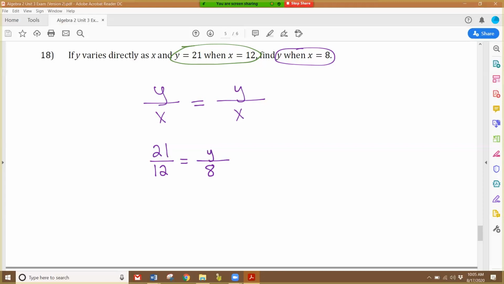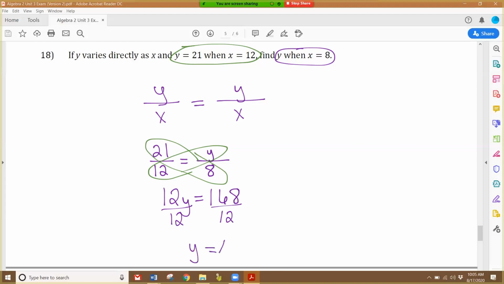Now I'm gonna cross multiply. I'm gonna take 12 times y to get 12y. I'm gonna take 21 times 8 to get 168. Once I get here, I'm trying to get y by itself, so I'm gonna divide both sides by 12. So y equals 14.